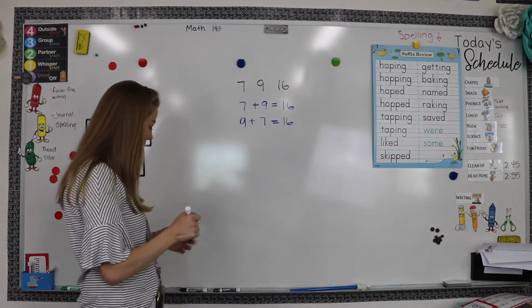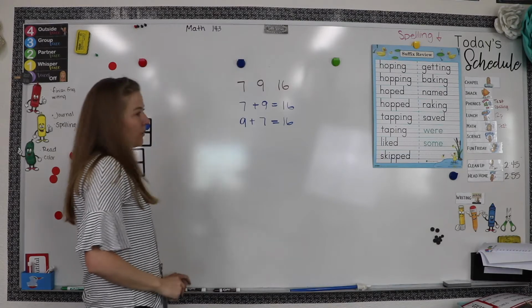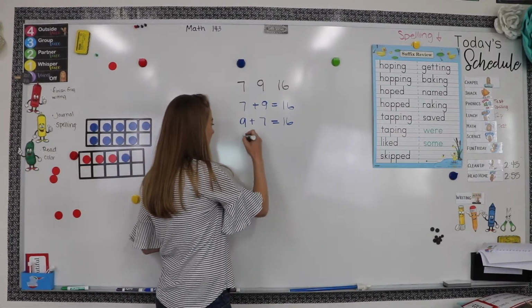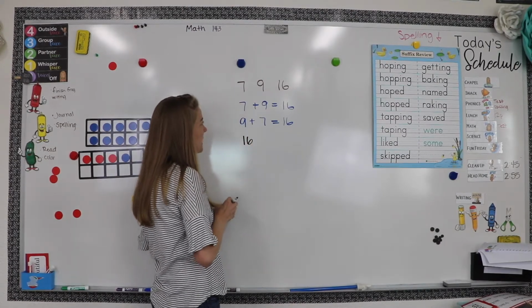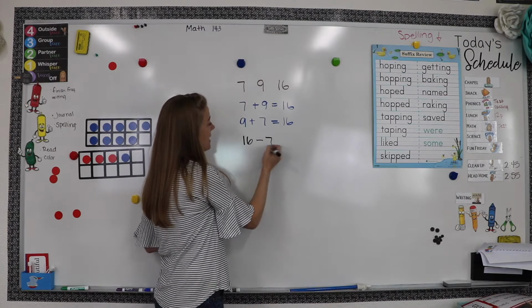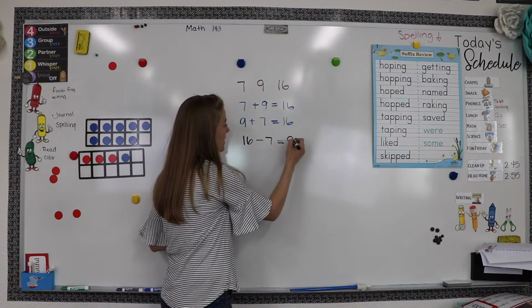Now to do my subtraction sentence, who do I start with? The biggest number. You're so good. Okay, so I start with 16 and I subtract. I'm going to pick 7 because it's the first number. I subtract 7 and that equals 9.